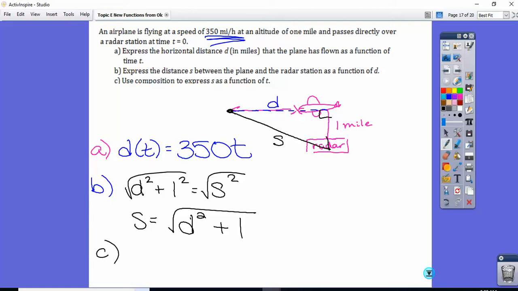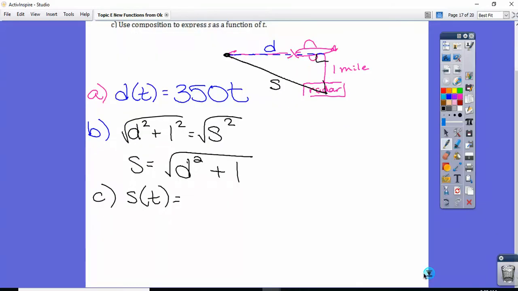Okay, part C, use composition to express s as a function of t. So I want to take this formula for s and write it so that my variable is a t instead of a d. In other words, replace this d. And we already said that d is 350t. So I'm just asking you to plug that in. So we have the square root of 350t squared plus 1.